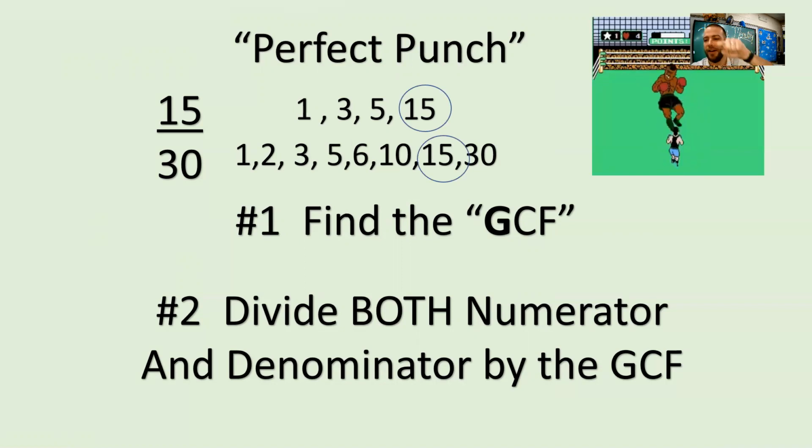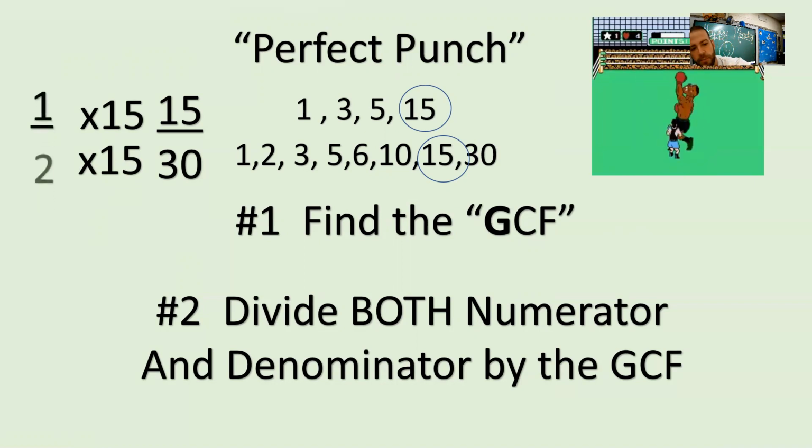So what fraction could I put on the left that would use the magic number of 15 to get 15/30ths? Well, 1 has to be on the top and 2 has to be on the bottom, right? So that's your perfect punch. We went right from 15/30ths to 1/2. Perfect punch has a lot of work behind it, though. That's the only problem.